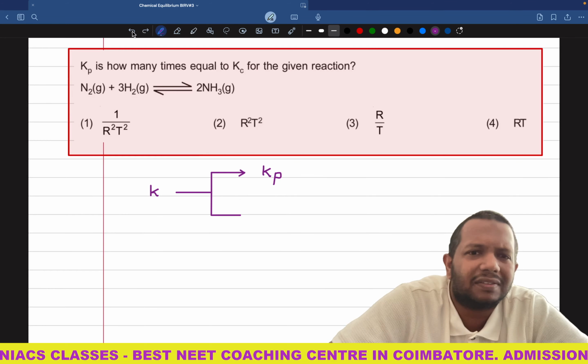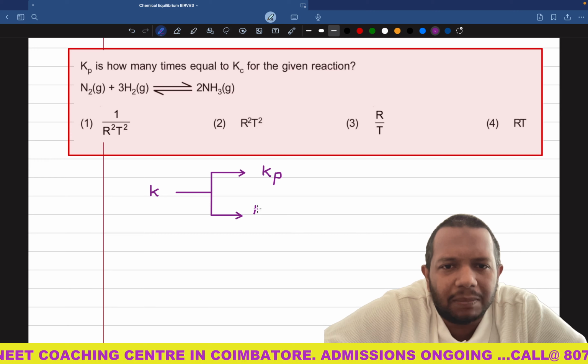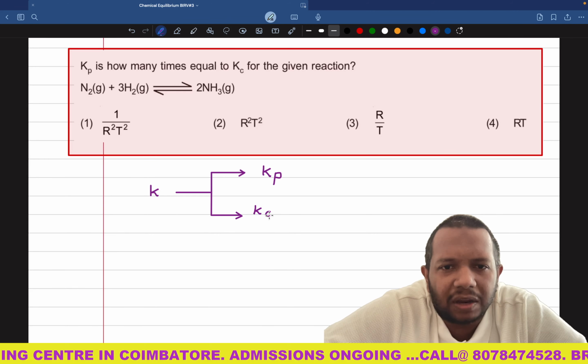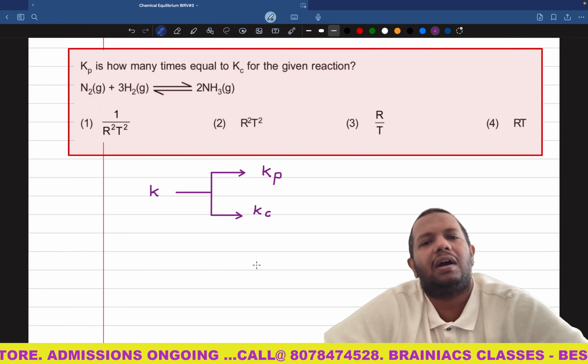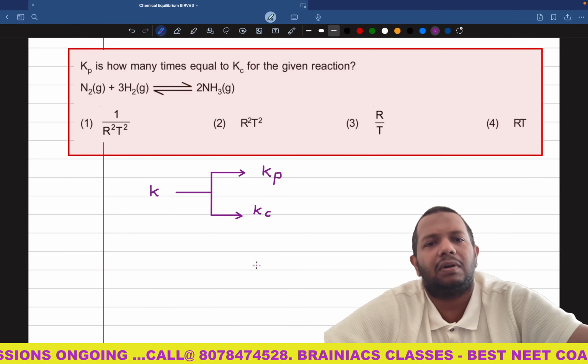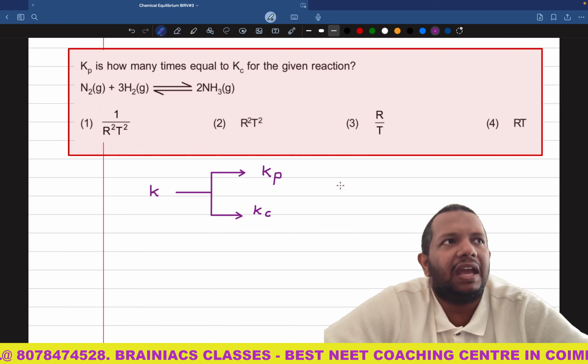Now students will ask, sir, why are we taking pressure? What is the fundamental behind that? Many students have this doubt, so I will explain that concept. Okay. So let me say K is classified into Kp and Kc.